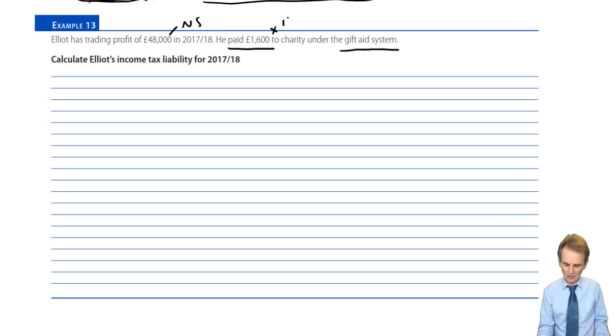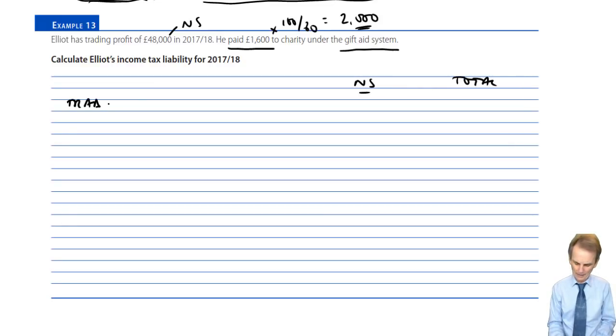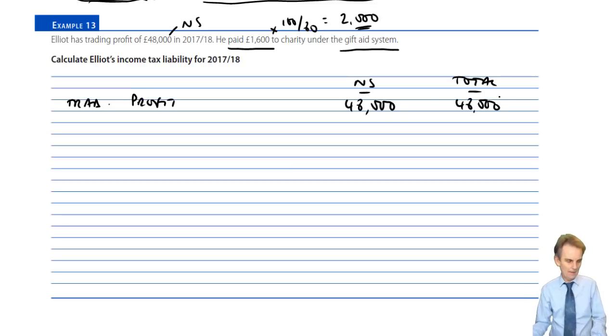So what do we do next to that? Times 100 over 80 to turn it into a gross figure. 1,600 times 100 over 80, and you might guess it's going to be a nice round number, that will come to £2,000. There is your gross gift aid payment. The income tax computation. We've seen that we've only got non-savings, and that will also be your total income. What do we have? Trading profit here, £48,000. In it goes to your computation as usual. So the trading profit, it's the only income figure you've got.